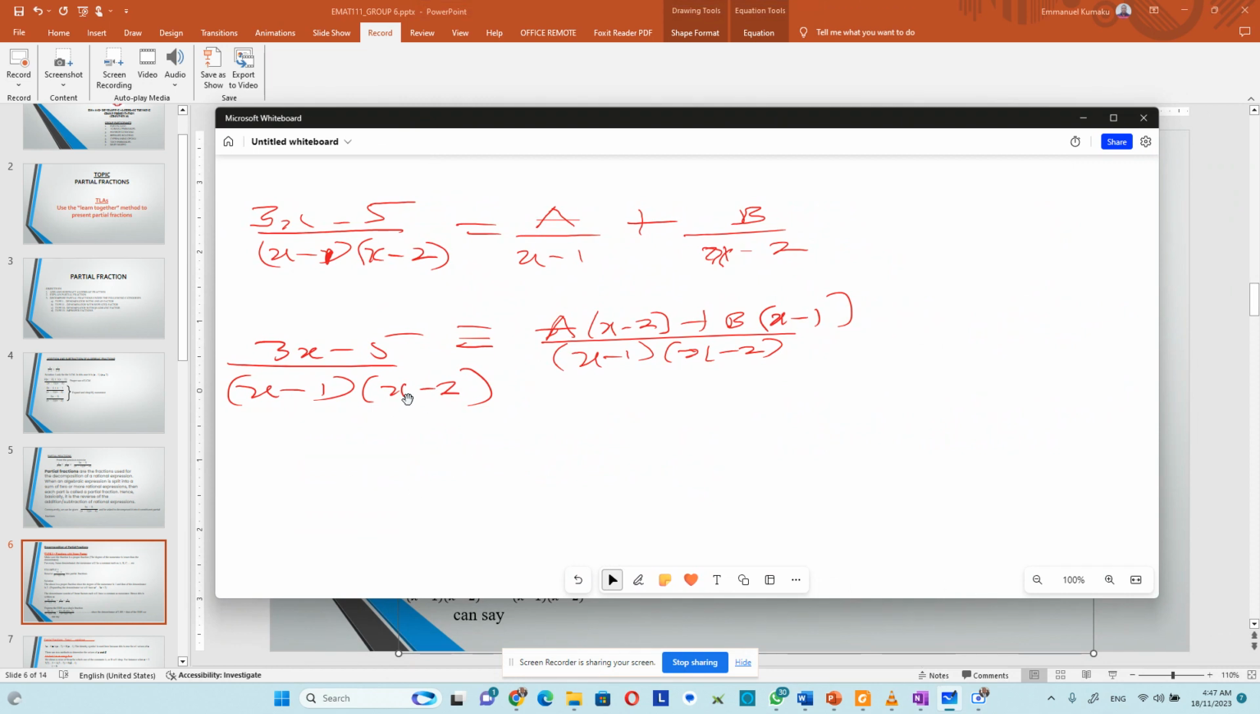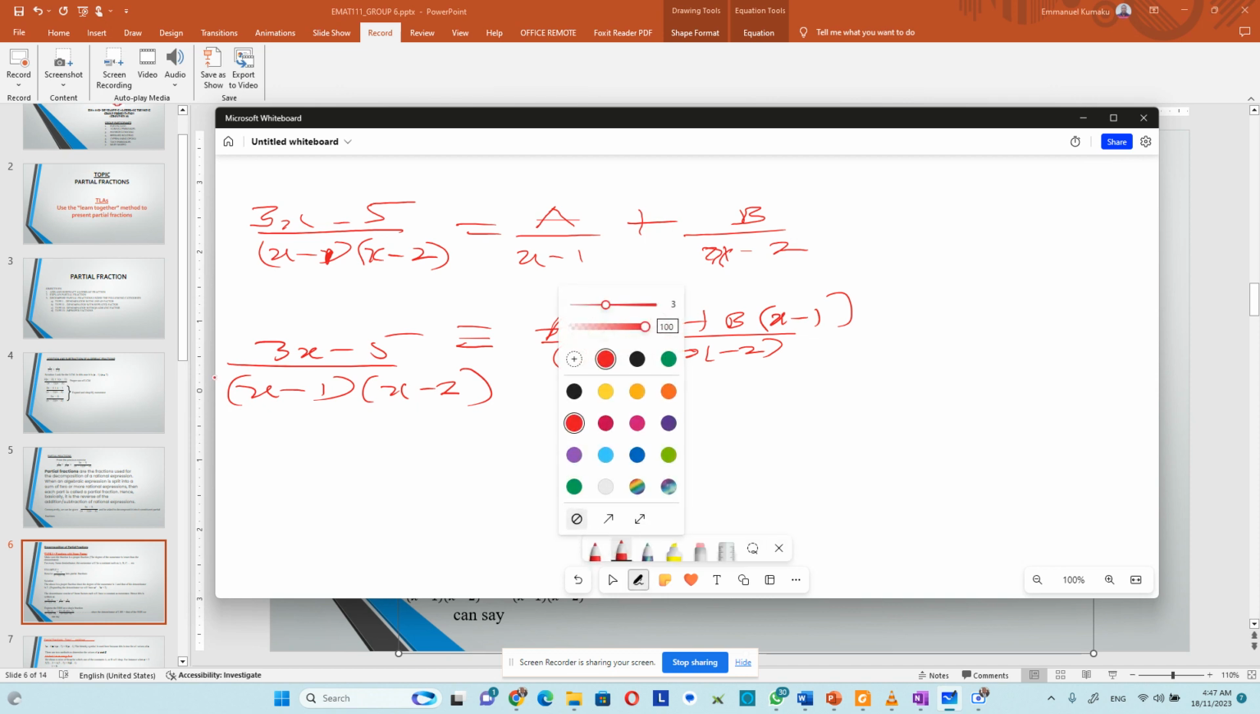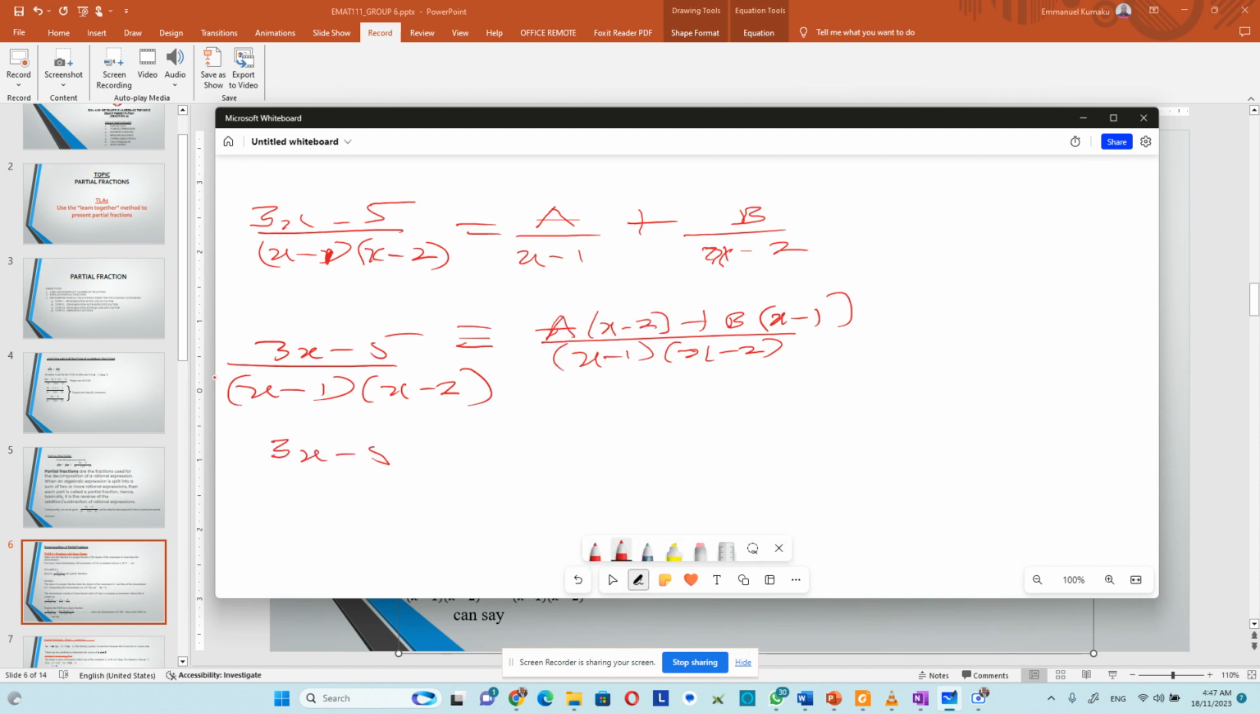Let's proceed. Since the denominators are the same, we can equate numerators. We can say 3x minus 5 is identical to A(x minus 2) plus B(x minus 1). We are using the identical symbol here because this type of equation is true for every value of x. The left hand side and the right hand side are equal for every value of x that we take.